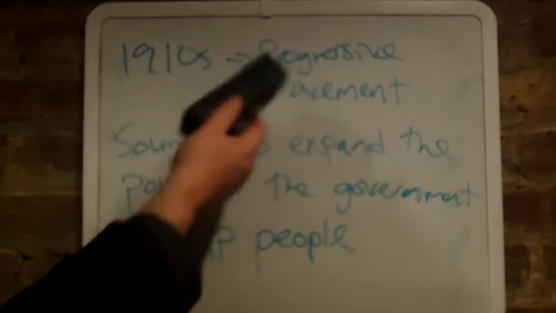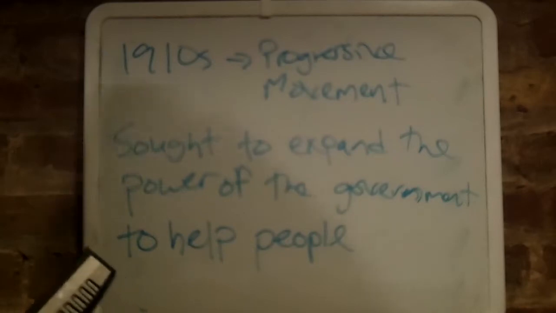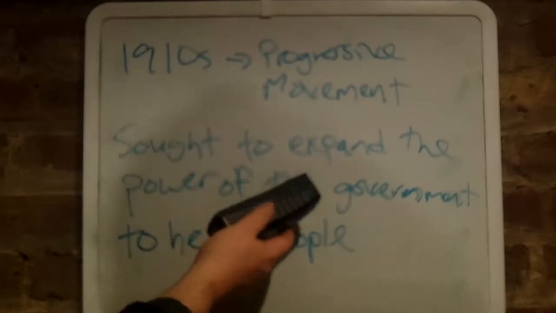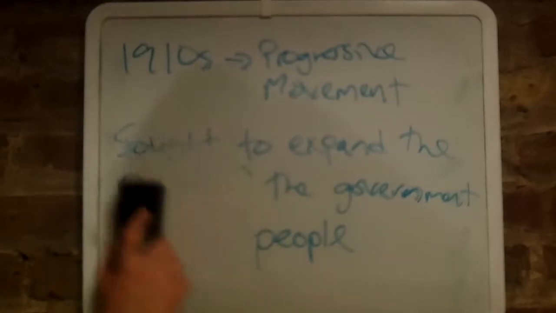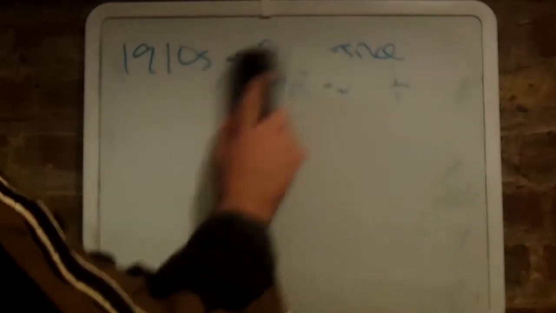So the whole point of the progressive movement was to expand the power of the government to help the people, and also to grant more power to the individual voters. But it was mostly about expanding the power of the central government. It's also about this time brought about the creation of the Federal Reserve, which marked the beginning of the U.S. government exerting increased influence over the economy.